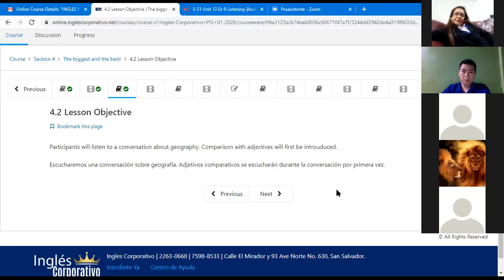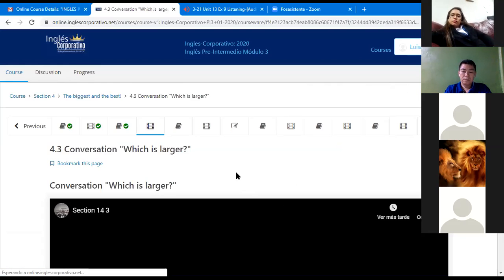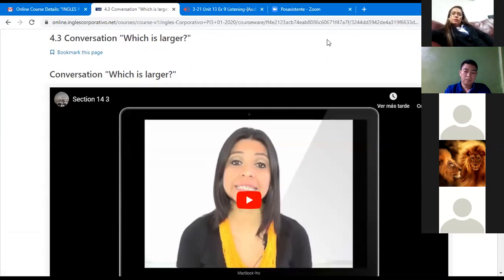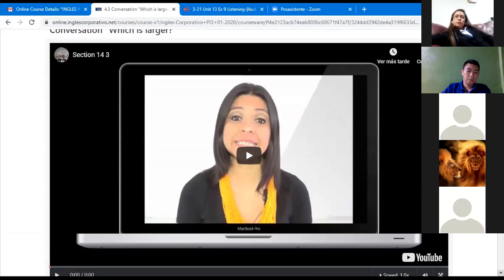Okay, those are comparisons, right? This is to say that one is more or less than another. You can compare people, you can compare food, objects, you can compare anything. Okay? Now, for example, this is which is larger. Okay? Which is larger?